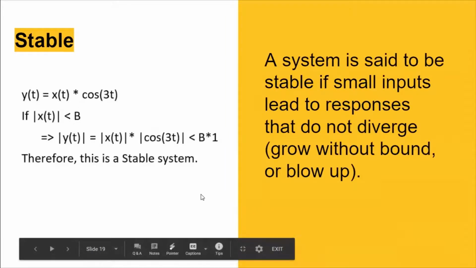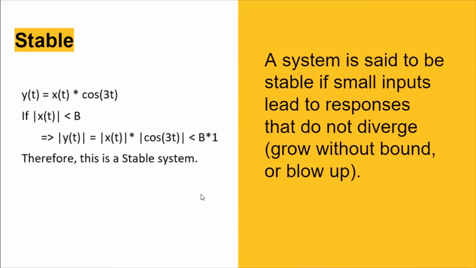Okay. Now lastly, the last important one, but also the most confusing one, is stability. A system is said to be stable if small inputs lead to responses that do not diverge or grow without bound or blow up. In Calculus 1, or actually I think Calculus 2, when you're first learning about integration, sometimes you have to determine if a signal converges or diverges. A system that diverges is one where, if you put in a very large input, or even a small input, the system goes up to infinity.